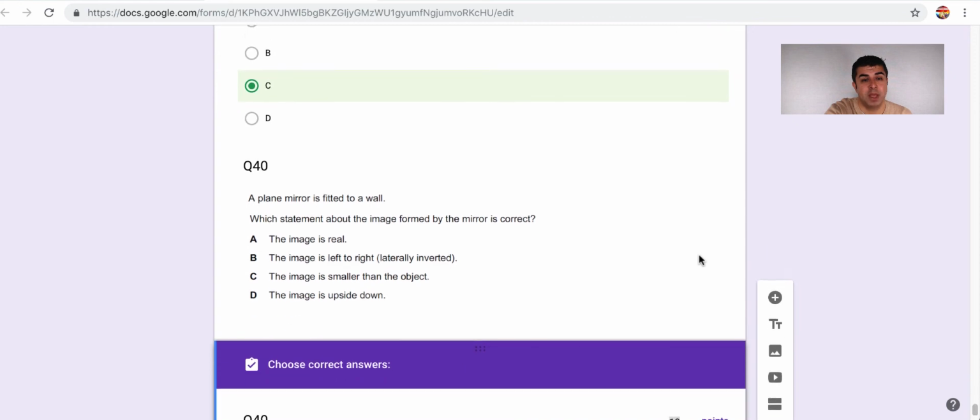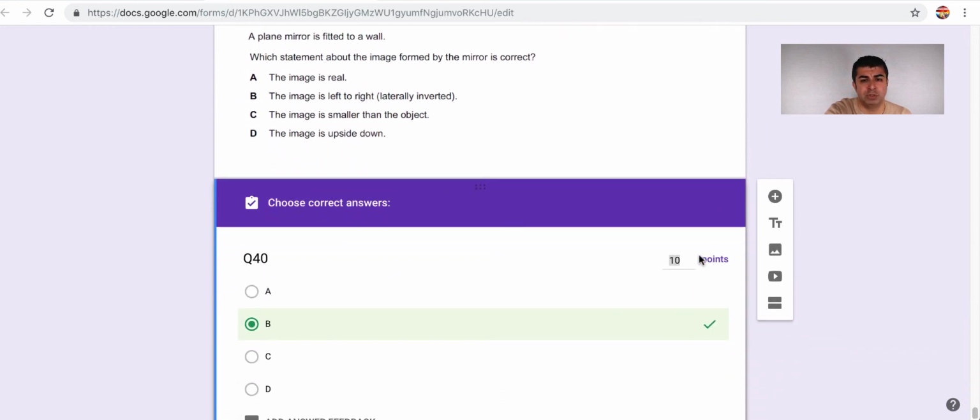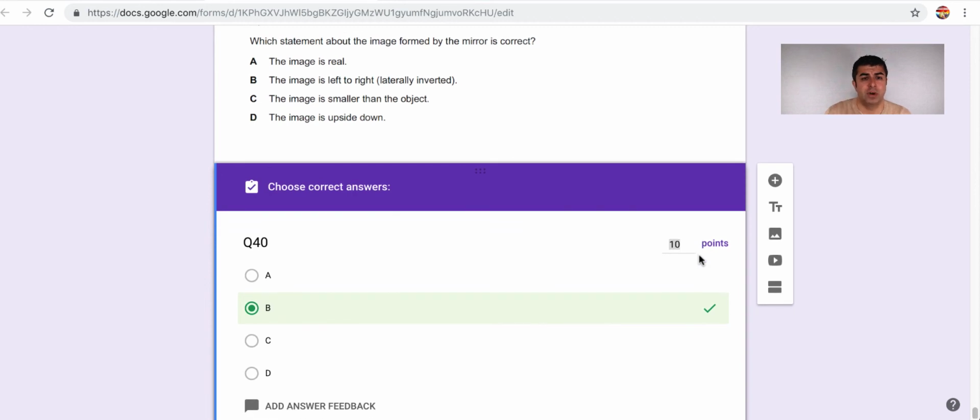And finally, a plane mirror is fitted to a wall. Which statement about the image formed by the mirror is correct? The image is real in A. No, that's not correct. The image is left to right, laterally inverted. That is certainly correct. The image is smaller than the object. Not in a plane mirror. It would be exactly the same size. The image is upside down. That's also not correct. So the answer is B.